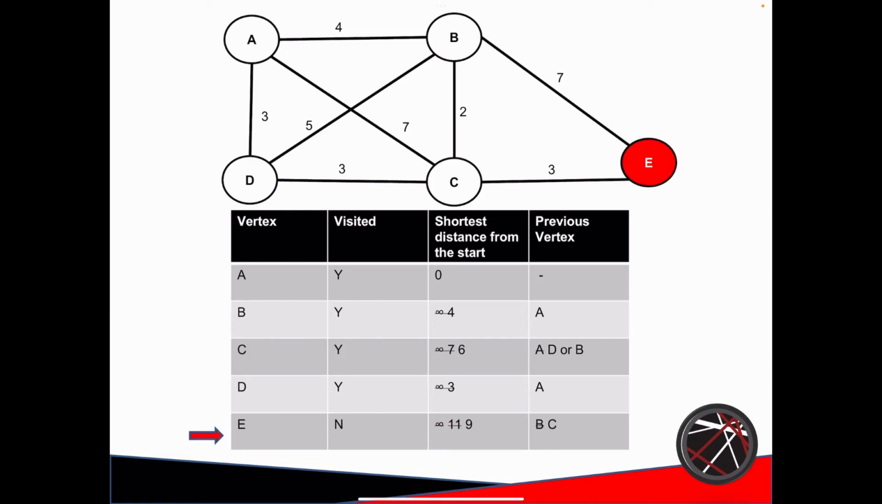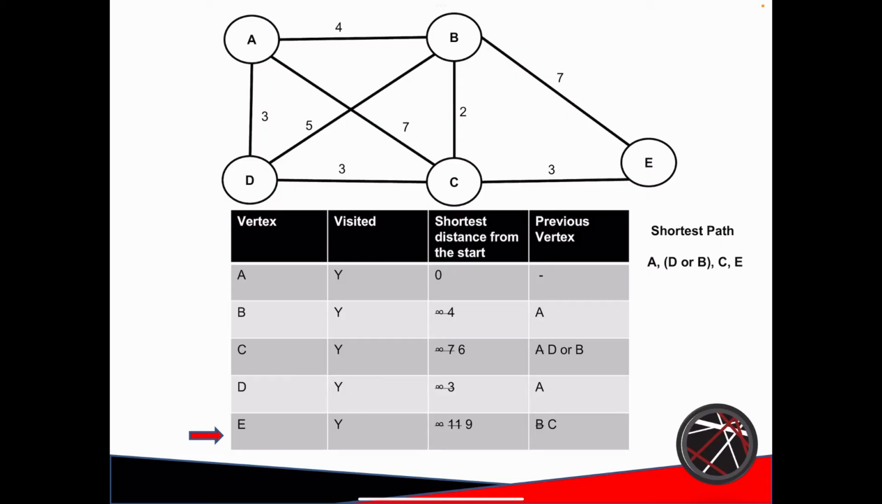Finally, we're at E. From E, there's nowhere to go, and therefore, there's nothing to add to the table other than to mark that we've visited it. In other words, because we have now visited every one of them, we've completed it. What that means then is we can work out the shortest path, and we use this like a linked list.